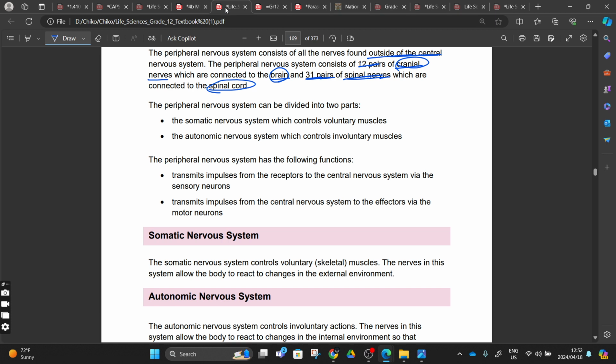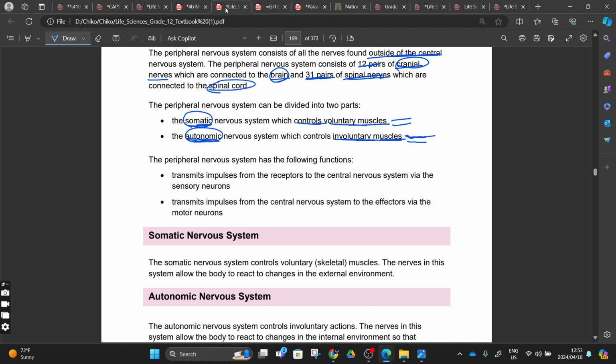The peripheral nervous system can be divided into two parts, the somatic nervous system and the autonomic nervous system. The somatic nervous system controls voluntary muscles, and the autonomic nervous system controls involuntary muscles. Medulla oblongata: breathing, peristalsis. And for somatic: jumping, running, whatsoever. Autonomic is from automatic. Note this.